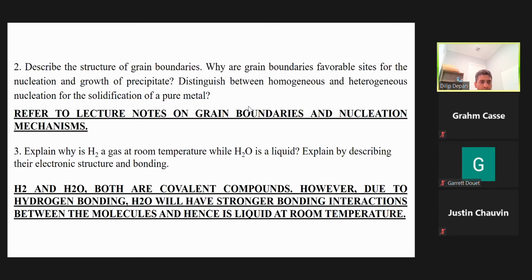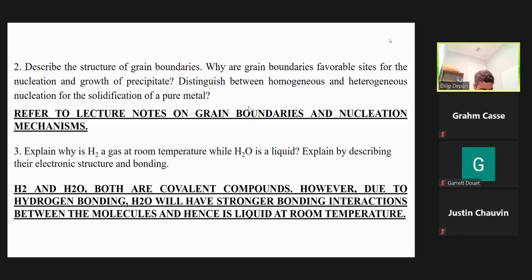So then there were some descriptive questions. Describe the structure of grain boundaries. Why are grain boundaries favorable sites for the nucleation and growth of precipitate? Distinguish between homogeneous and heterogeneous nucleation for the solidification of pure metal. For these types of questions, you need to do your best. You need to write as much as you can, and if possible, draw some schematics to get the full credit. So the first thing is: describe the structure of grain boundaries.